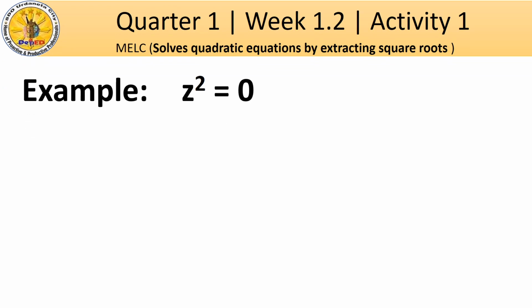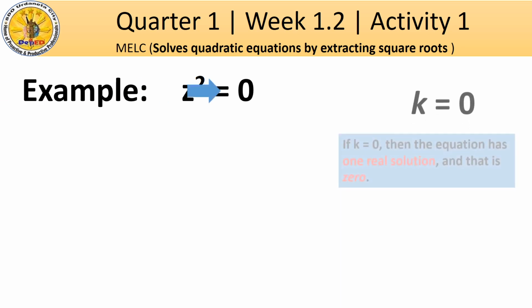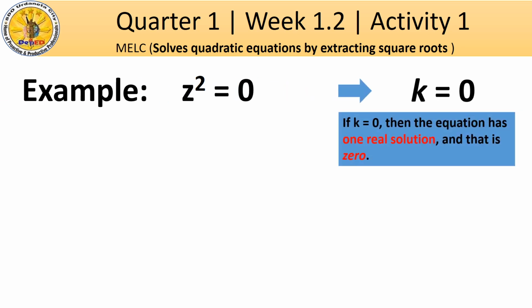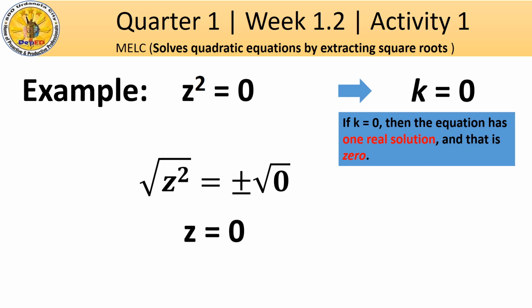Example 3. z squared is equal to 0. The constant k in this equation is 0. And according to the property, if k is 0, then the equation has one real solution and that is the 0 itself. What does it mean? Even if we take the square root of 0, the answer is still 0. So in this equation, z is equal to 0.